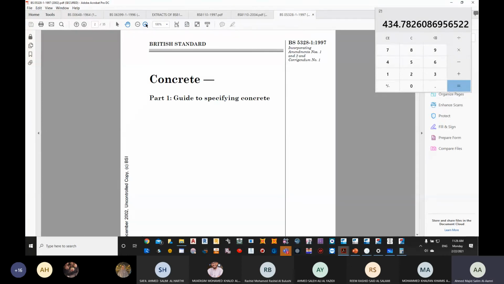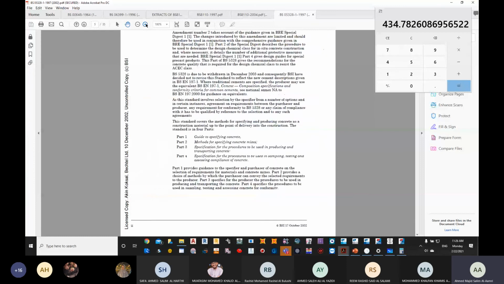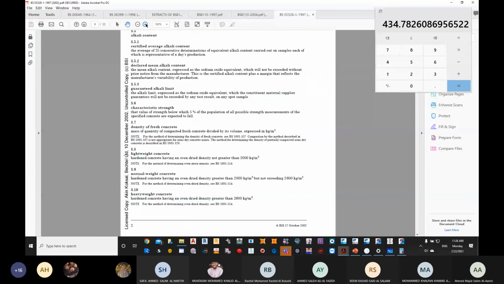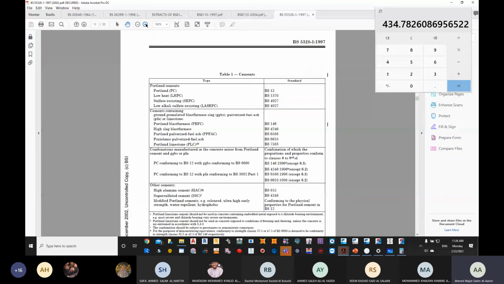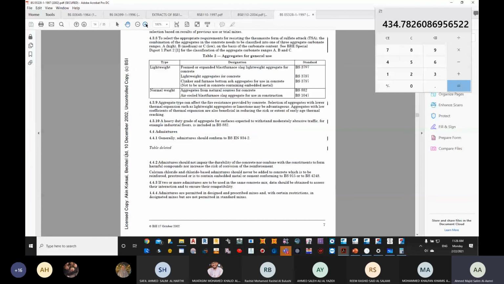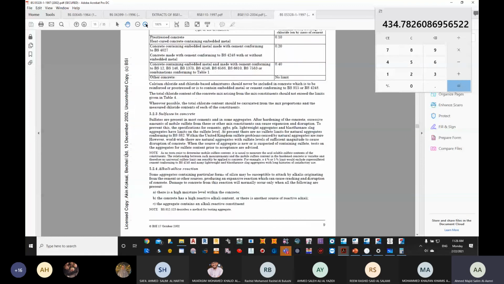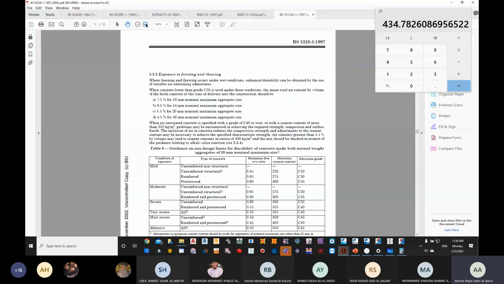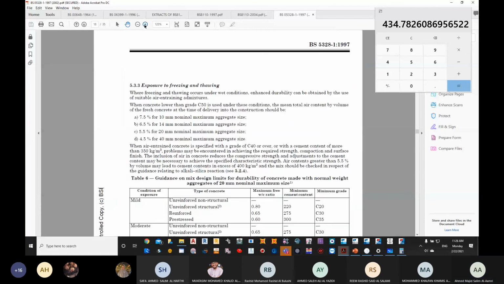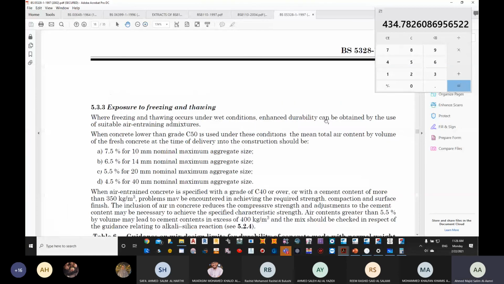Okay. Which is the guide for specifying concrete. Now you can see that there will be a table for you, which will show you which grade of concrete will be used for which purpose exactly. And this is going to be your table.